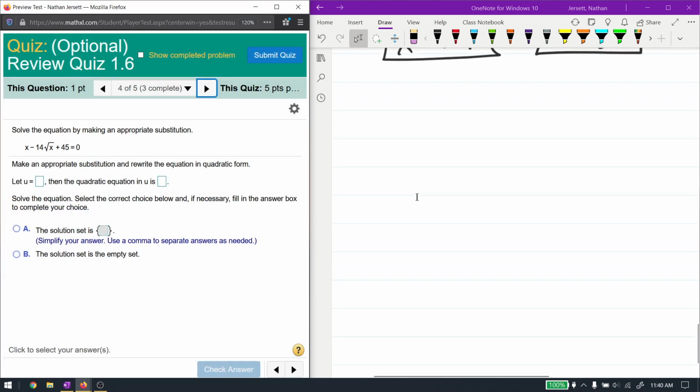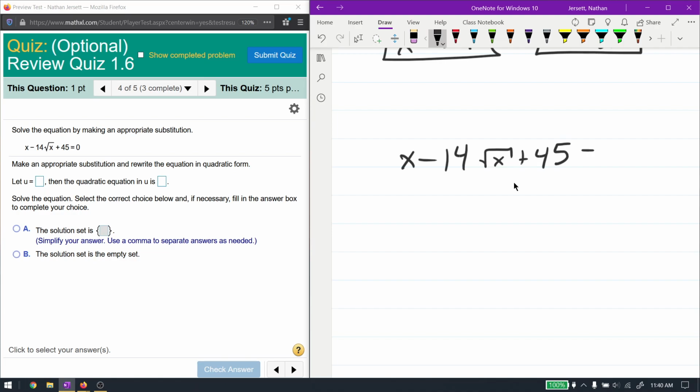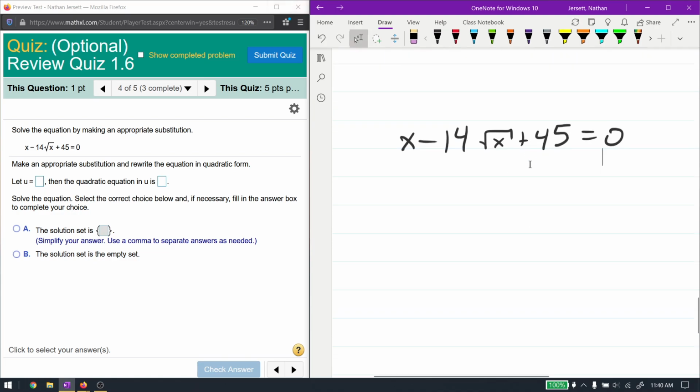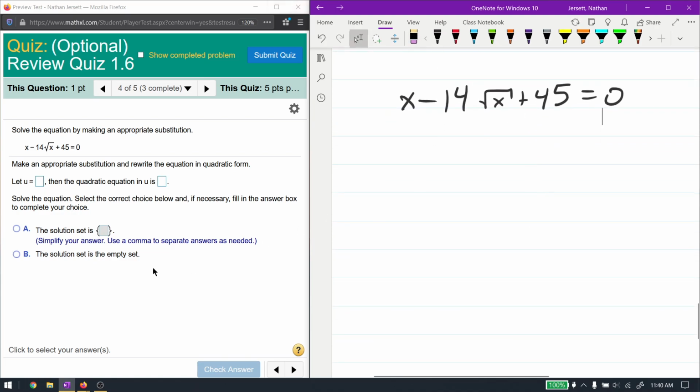Okay, here we have an equation, and what we're trying to do is figure out, can we write this in quadratic form? It might not stand out to you that this is quadratic in form. That takes a little bit of practice, but for now we can see that it says make an appropriate substitution to rewrite it into an equation of quadratic form. So it's telling you that it can be. The question is, what's the substitution that we do?